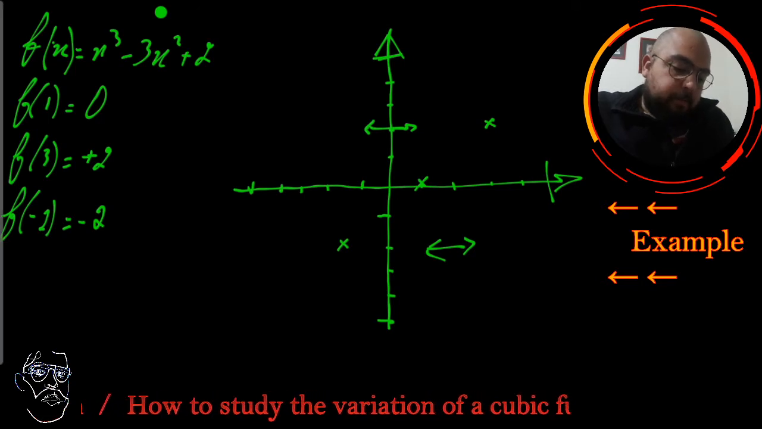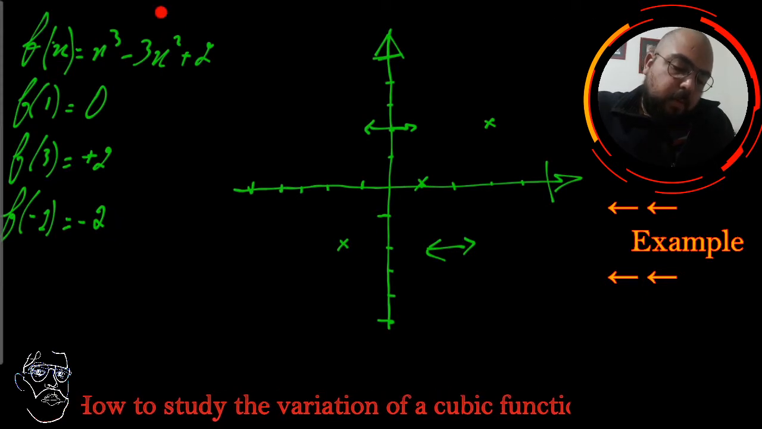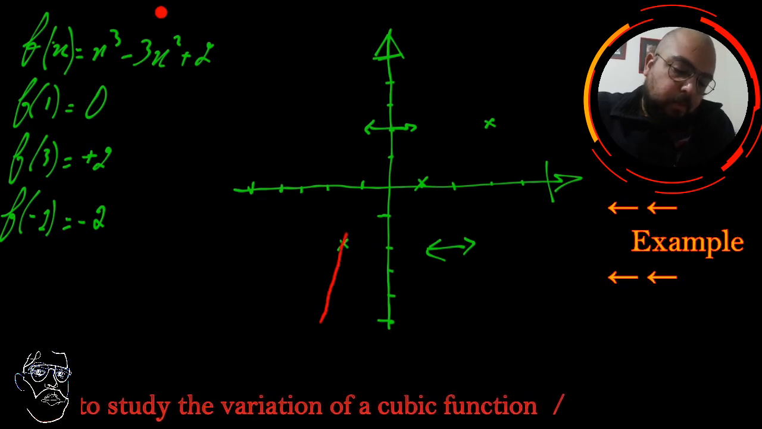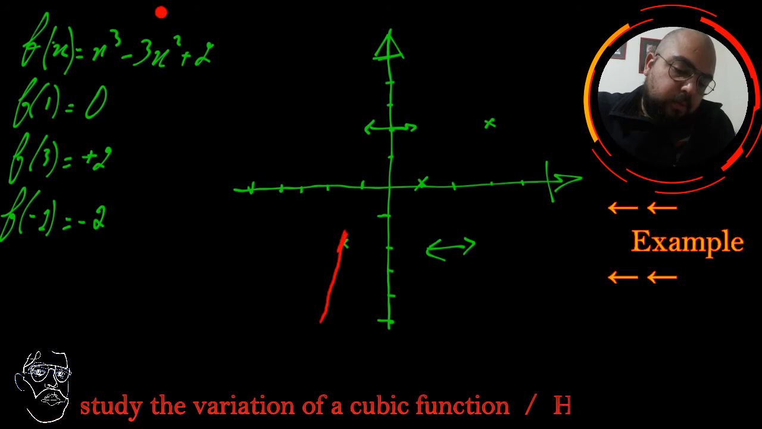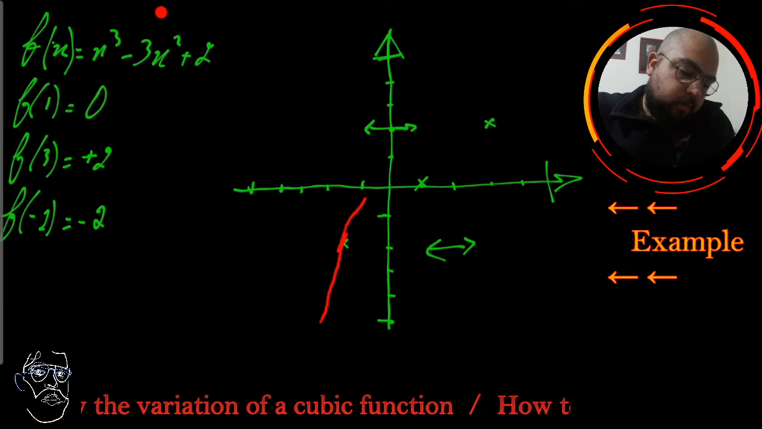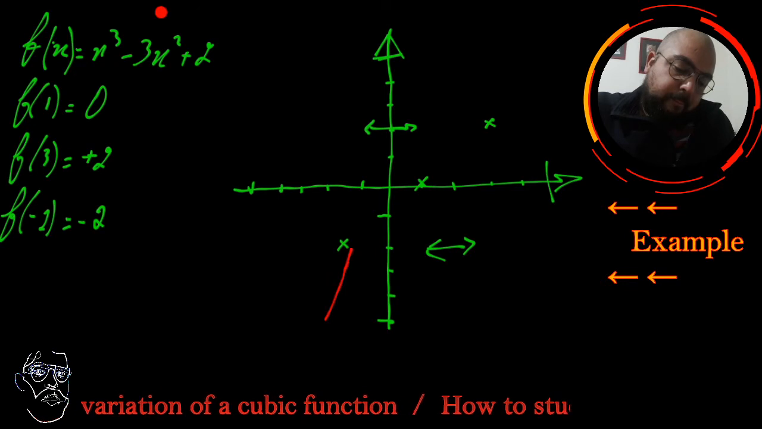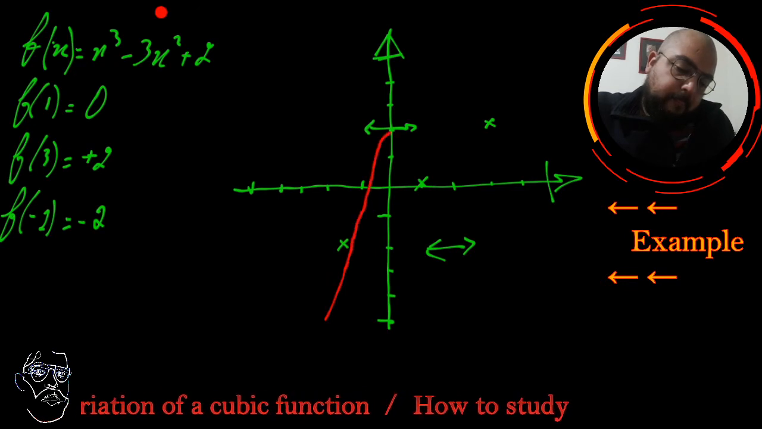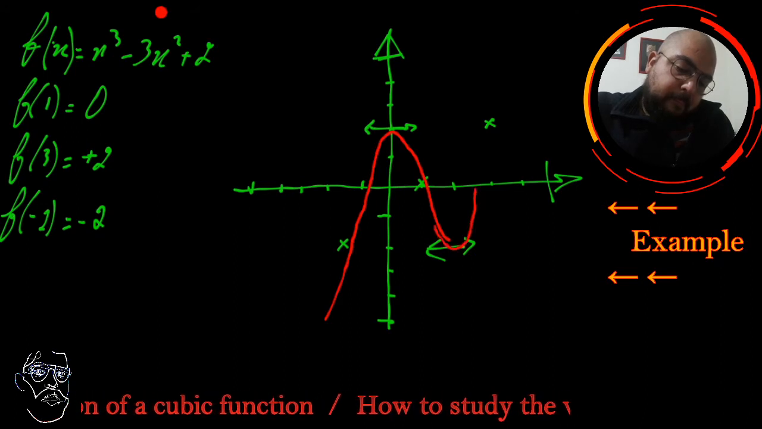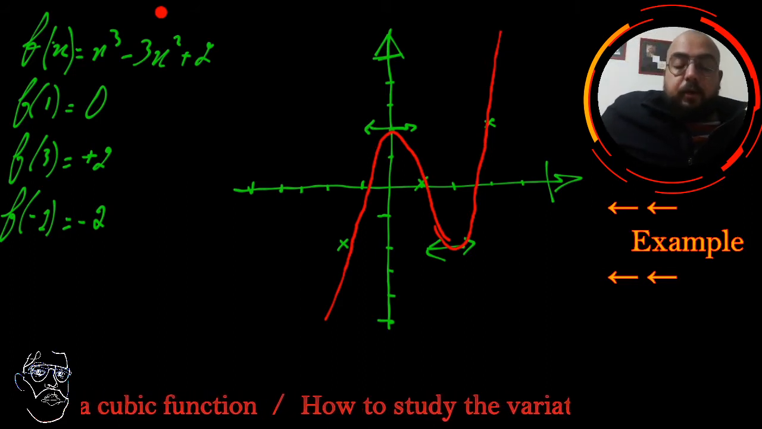I can simply draw my curve, so it comes from the minus infinity. It will pass through, excuse me, I will have to do it again. So this is almost the shape of my curve.